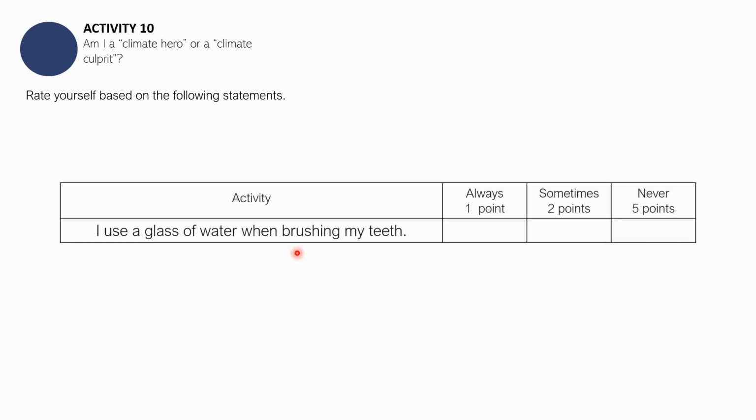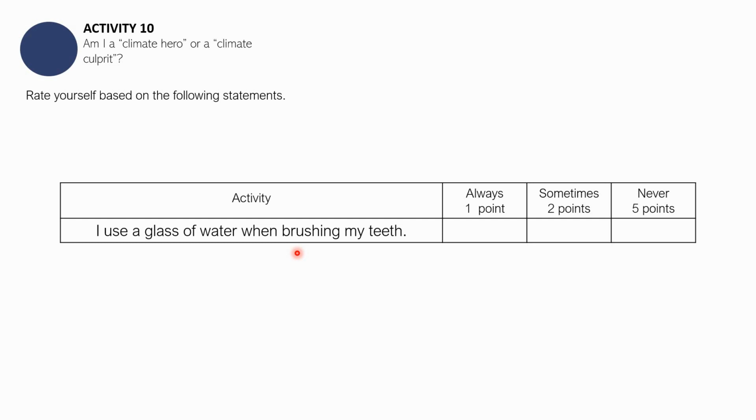Okay. Next, I use a glass of water when brushing my teeth. Ayan, daming guilty dito. Yung iba dyan, kinakap lang nila yung mga hands nila para makapag-ipon ng tubig. Aminin mo yan. Okay, so ang mas efficient talaga na way para makatipid sa tubig is by using a glass. Kung may baso ka naman dyan, use it. Do you do that? Do you do it often? And how often do you do it?